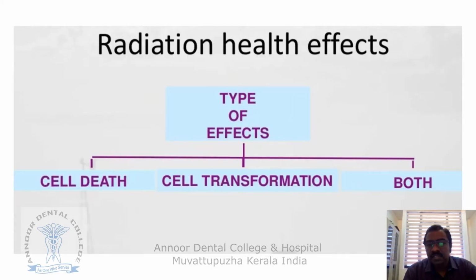So what are the effects of radiation? Based on the effects, you can have cell death, you can have cell transformation, or you have something which involves both. So these are the basic effects of radiation on the human body or on the cells. It could cause either the transformation of the cells, that is the DNA repair, or it can ultimately cause a cell death or a combination of both.